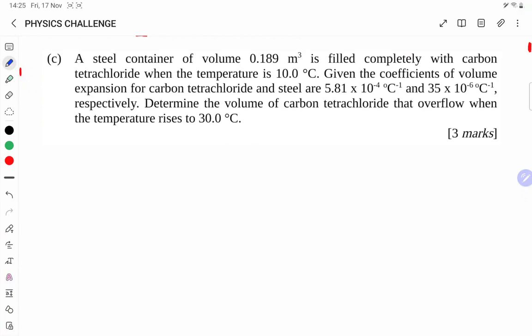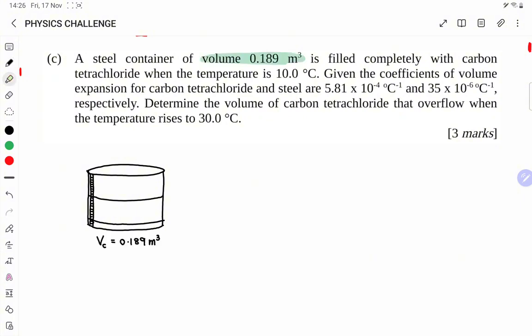Okay, move on to question 7c. A steel container of volume 0.189 meter cube. So we have a container and the capacity is 0.189 meter cube, filled completely with carbon tetrachloride when the temperature is 10 degrees Celsius. So at 10 degrees Celsius, the container is completely filled. This also means that the initial volume of the carbon tetrachloride is equal to the volume of the container. So they have the same initial volume.